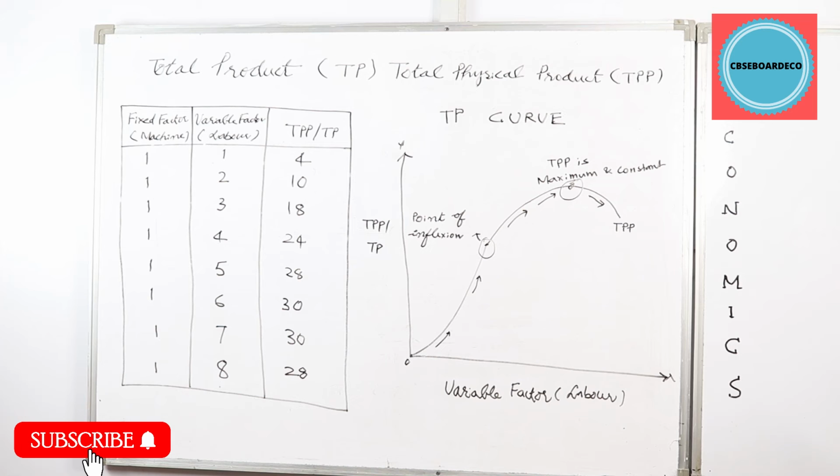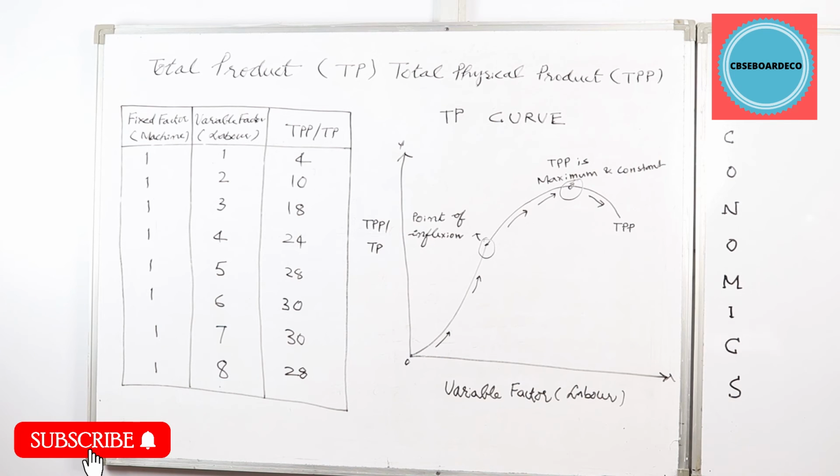It has been observed that TPP generally registers an increase with the increase in the factors of production, but to a limited extent only. There is a tendency of TPP increasing initially at an increasing rate, then at a constant rate, and finally at a decreasing rate. TPP is illustrated with the help of the table and graph. You can look at the table.